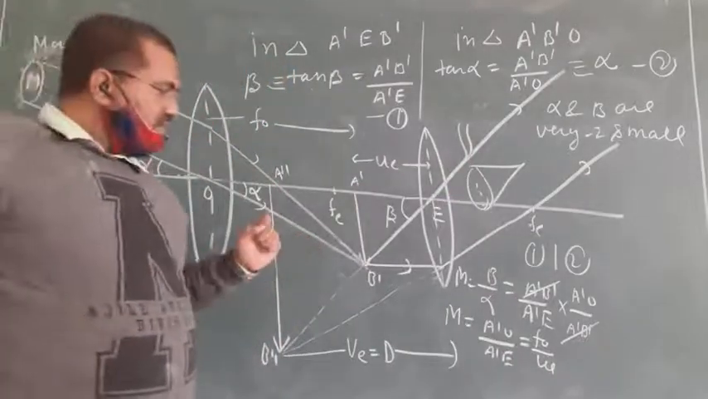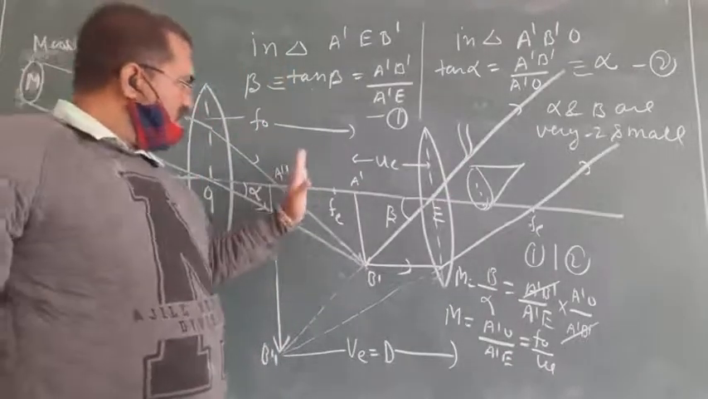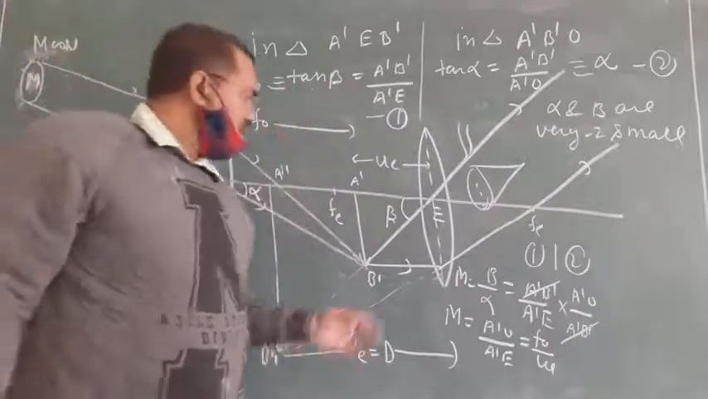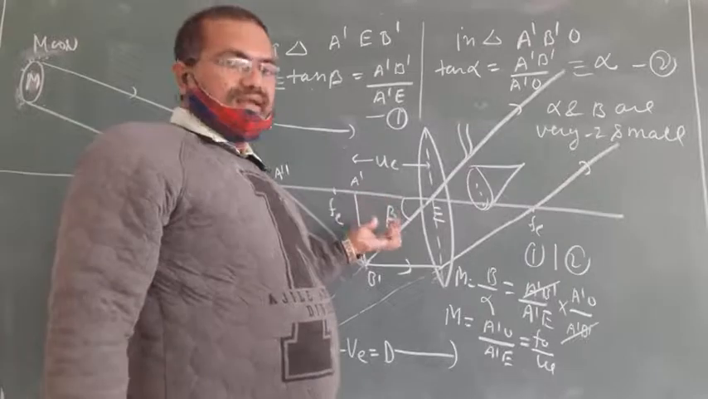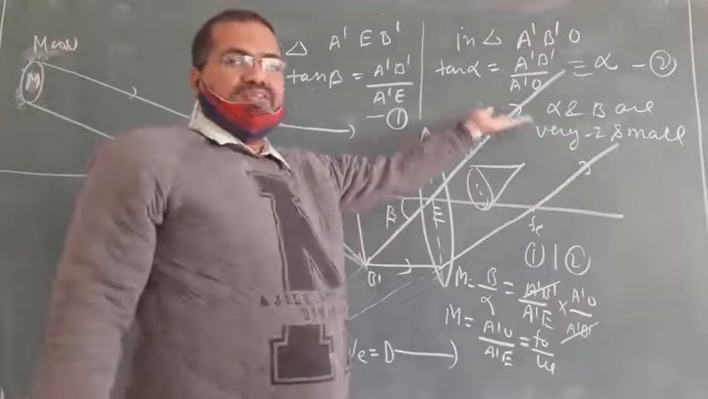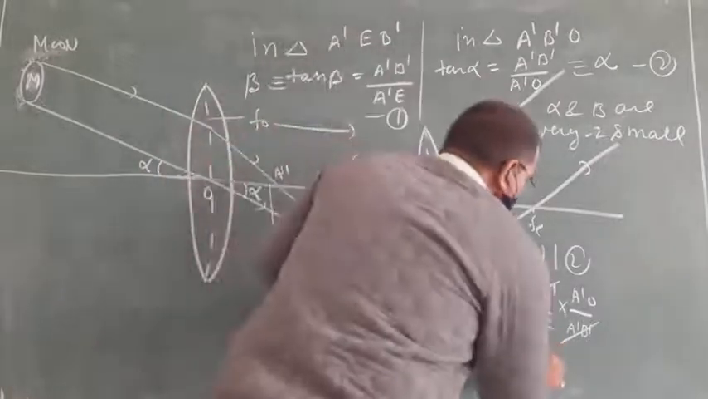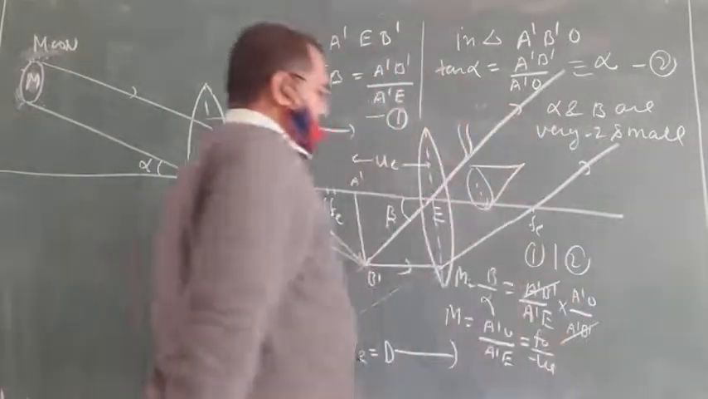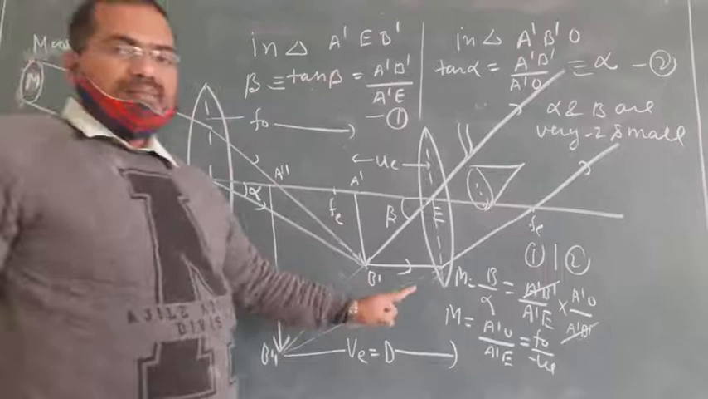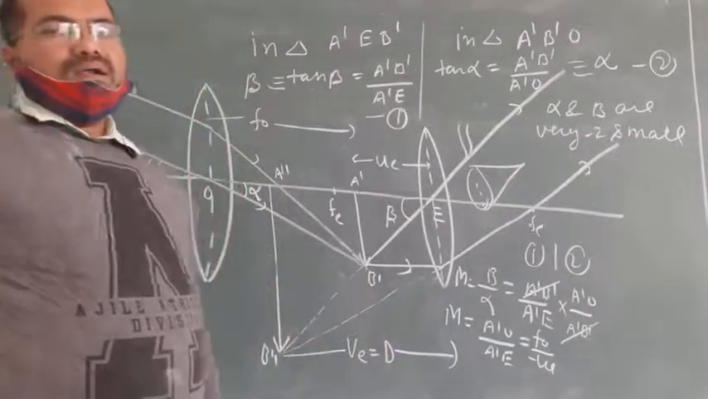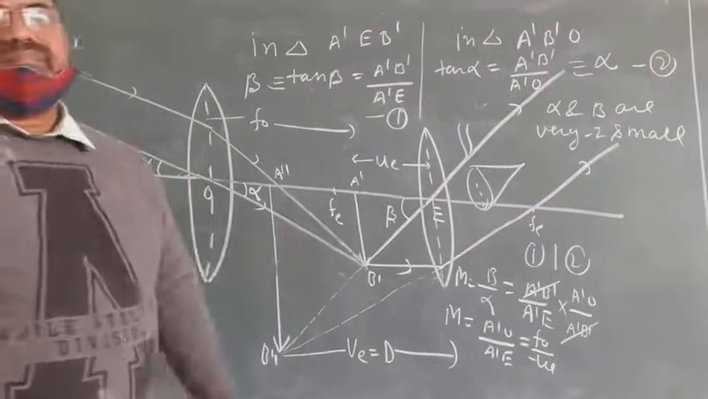If we use sign convention, FO is taken as positive because it is in the direction of the incident ray, and UE is negative because it is opposite to the direction of the incident ray for the eyepiece. So you can write here FO upon minus UE. This is the magnifying power, the general formula for the magnifying power of a telescope. Write it down.